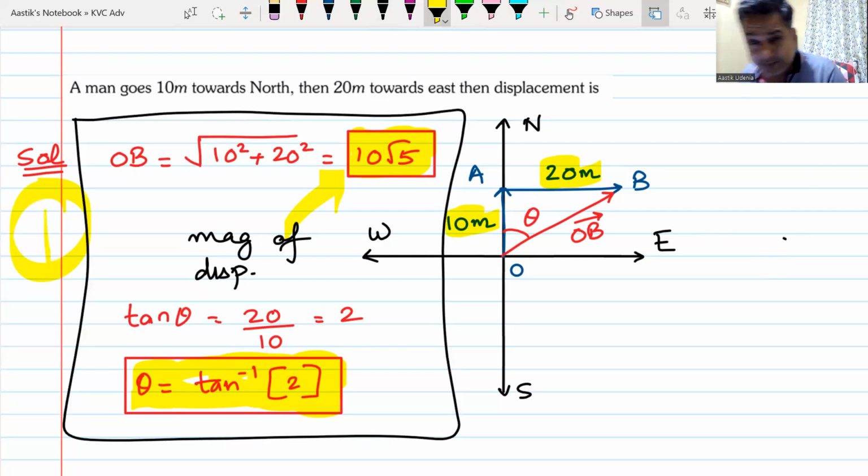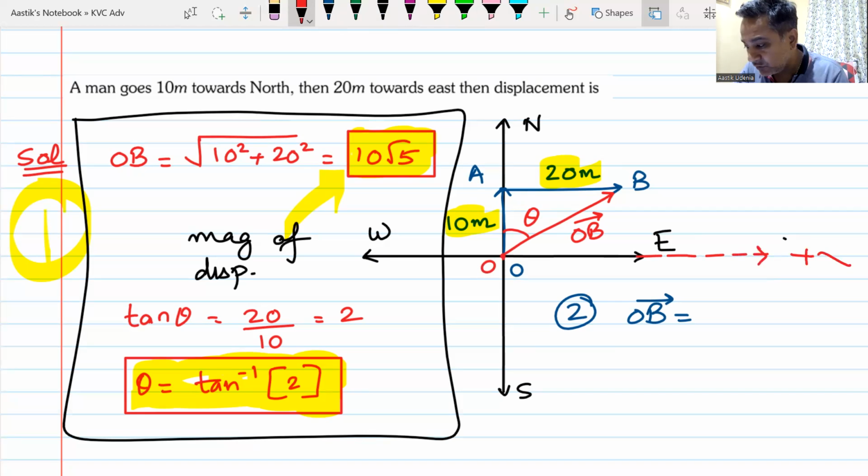Now I can do the same thing in a different way. Way number 2. Now OB is a vector. I can write this OB vector in terms of i, j and k. Now, if you look closely, if I take this as my origin, this would be my plus X axis, yes or no?